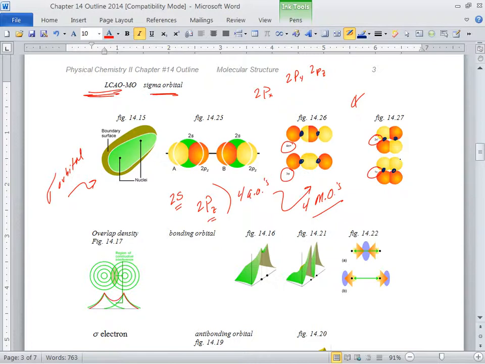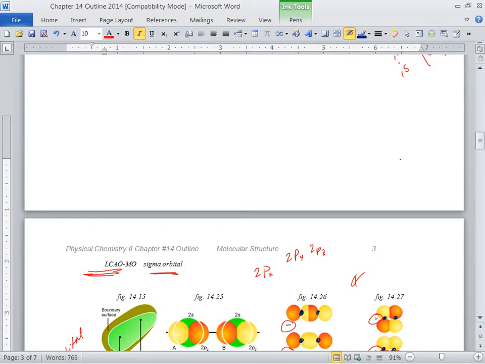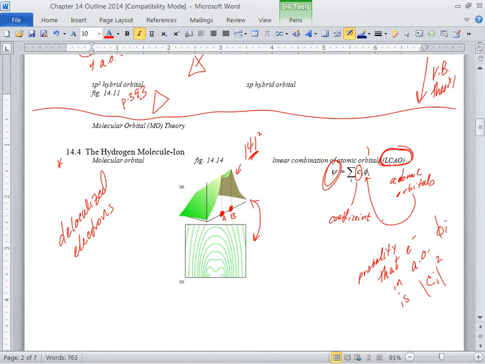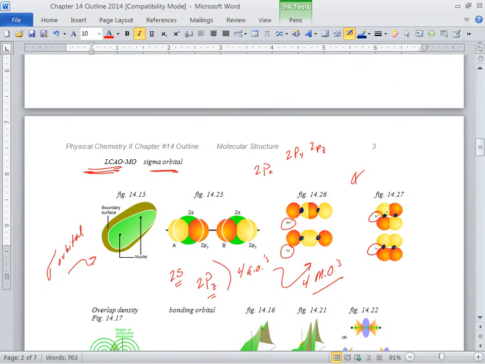What do the different colors represent? They're trying to, this diagram didn't bring it out. Well, it kind of did. See how plus was green and minus was blue? You change the color, you're just changing the sign of that wave function. And you end up getting destructive interference here, constructive interference here.